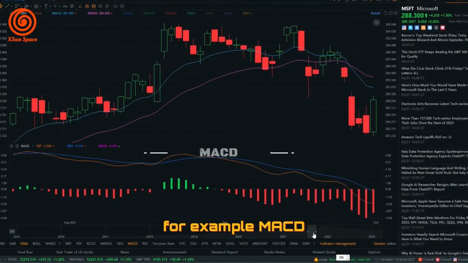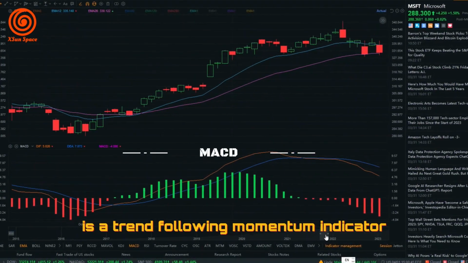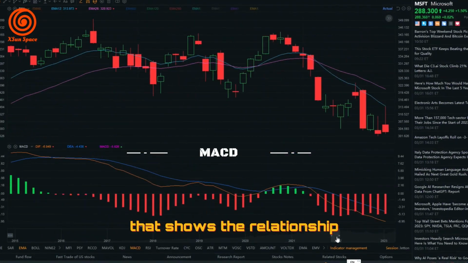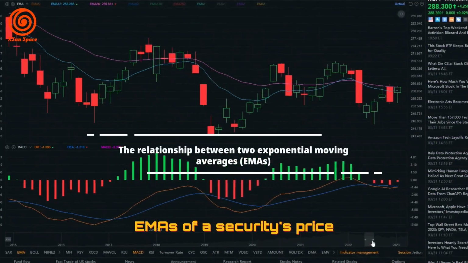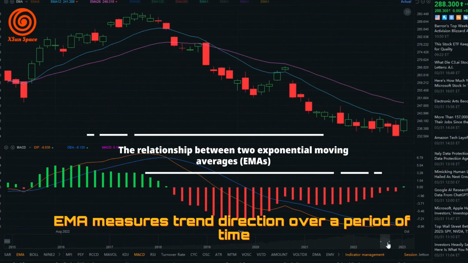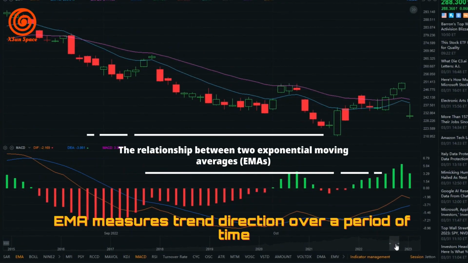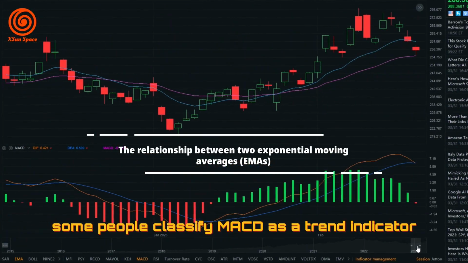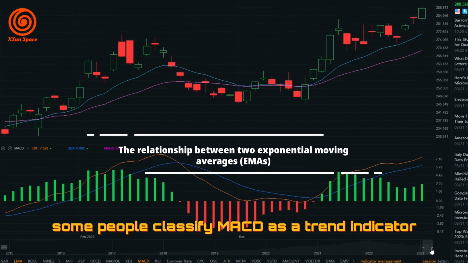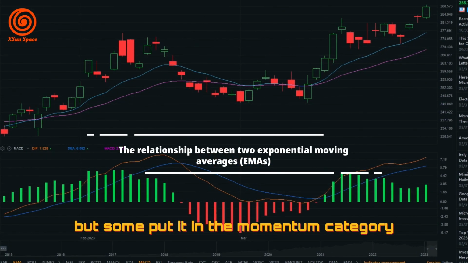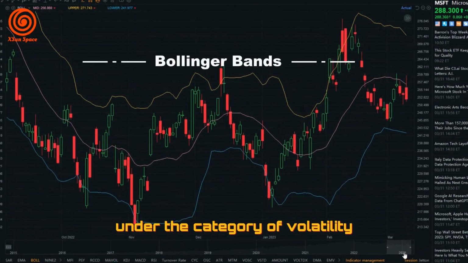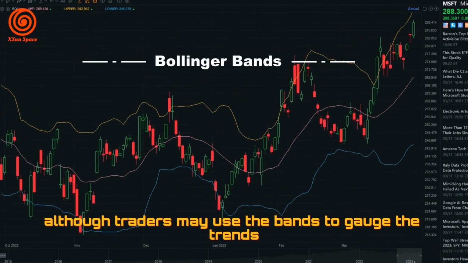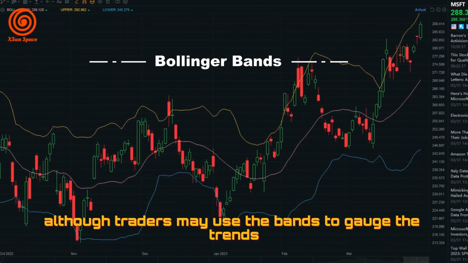For example, MACD is a trend-following momentum indicator that shows the relationship between two exponential moving averages, EMAs, of a security's price. EMA measures trend direction over a period of time. Some people classify MACD as a trend indicator, but some put it in the momentum category. The Bollinger Bands fall under the category of volatility, although traders may use the bands to gauge the trends.